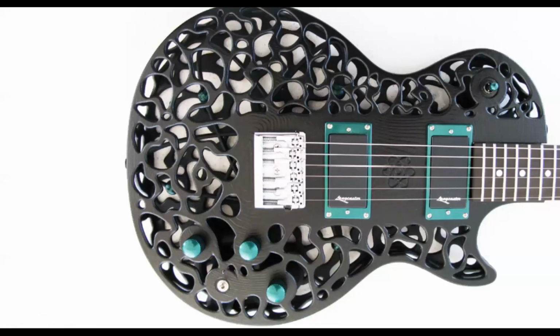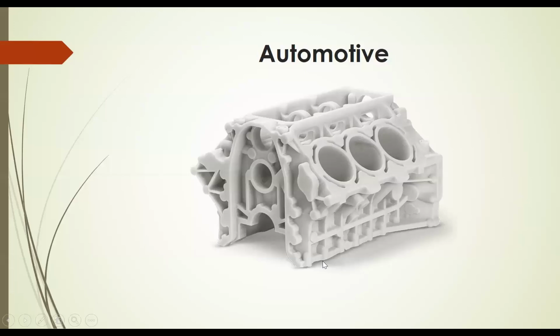Now let's move to the next one. This is the design of a guitar. This is completely 3D printed, if you can see over here. So you can design such things. Now, can anyone tell me what this is? The name is already written over there. Automotive. This is an image of an engine. Right. So if you are good at designing, you can design such things also.